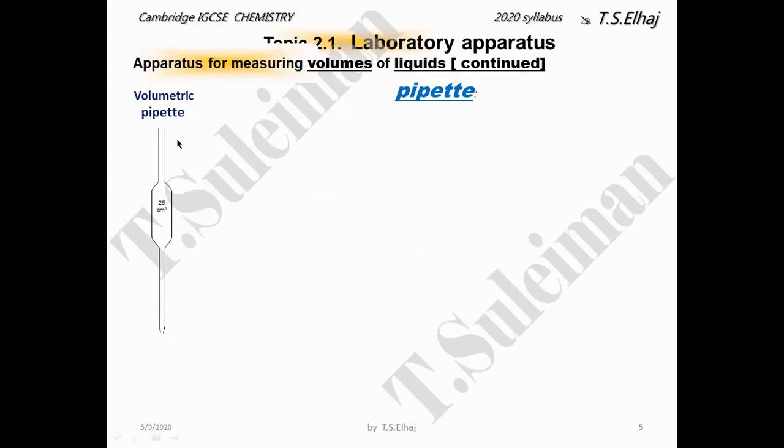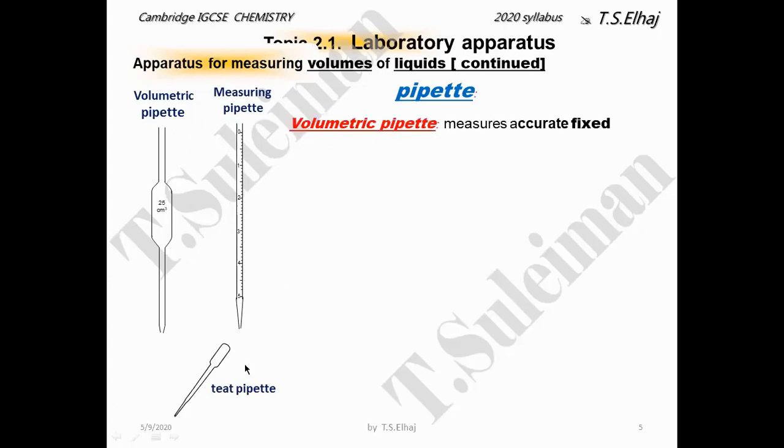Regarding the pipette, as we mentioned before, there are two types of pipette, volumetric and measuring pipette. The volumetric pipette measures an accurate fixed whole number volume. The volume is a whole number and it is fixed. Why? Because it is available in two measures only, 10 centimeter cube and 25 centimeter cube. If it is labeled with 25 centimeter cube, as it appears here on the diagram, then it will measure 25 centimeter cube only.